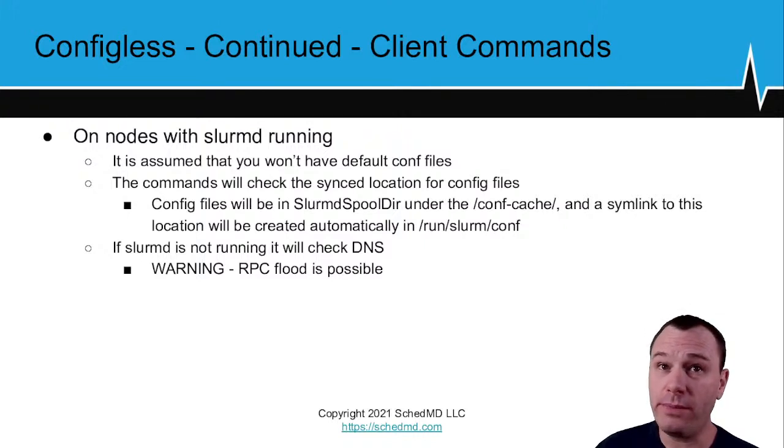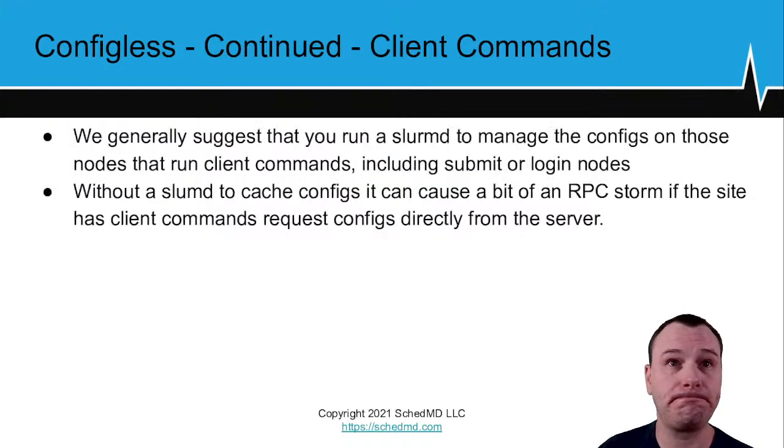If you don't run a slurmd on a node where client commands are issued and it can't find a config file, the last thing it tries is to use the DNS SRV record to look up where the Slurm controller is and request configs. A word of warning when using just DNS entries: if you have a large grouping of jobs being submitted, you may experience an RPC flood. I'll talk about that a little more in a later slide.